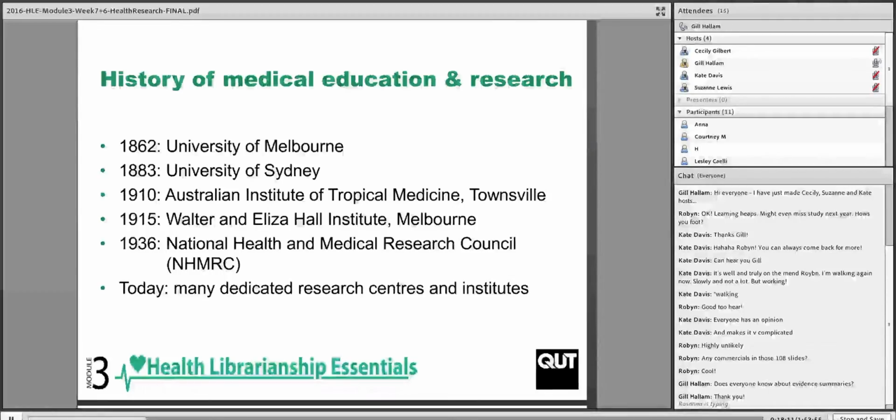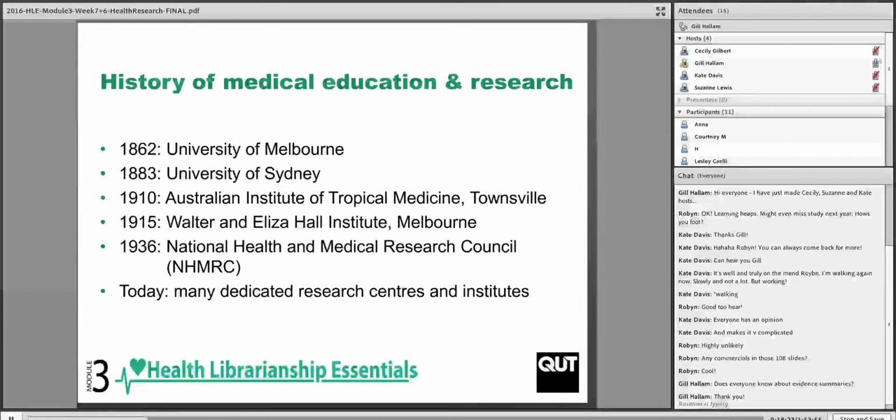and has been followed by a number of different institutions with the, you've probably heard about the National Health and Medical Research Council, so the NHMRC, that fund a lot of the research in this country. That was established and introduced in 1936. Today, obviously, it's burgeoned. There are very many dedicated research centres and institutions which we'll touch on to look at some of the range of different organisations that are involved.